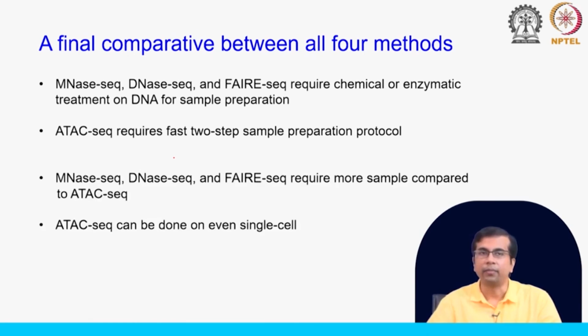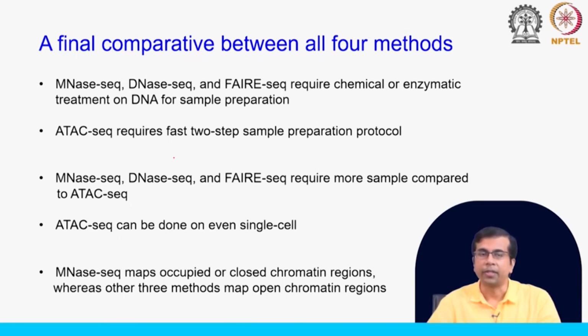So, another major difference is that MNase-seq, DNase-seq and FAIRE-seq require much more sample compared to ATAC-seq, as I mentioned, because of the chemical and enzymatic treatment. You need to purify or deactivate the enzyme, and these purification steps mean you lose some sample. So, you have to start with more sample. ATAC-seq, on the other hand, can be done on even a single cell. So, it requires a much smaller amount of sample, and you will see studies now coming out called single cell ATAC-seq.